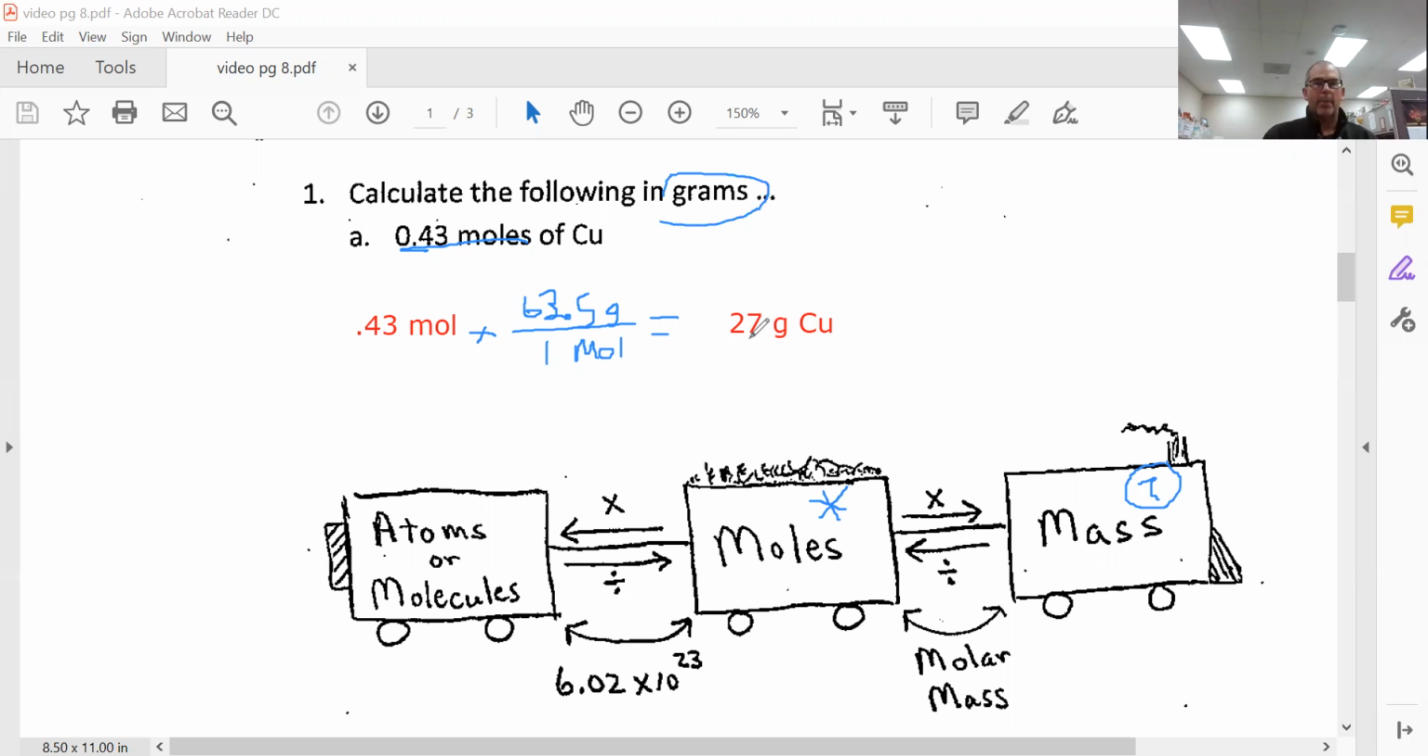Can you have a half mole? Absolutely. It's a big number. And just like you can have a half a dozen, it's just a fraction of that really big number right there. That is number 1 on page 8.